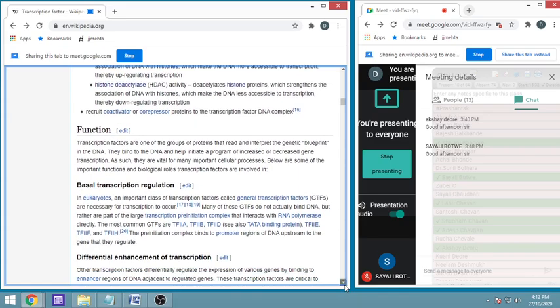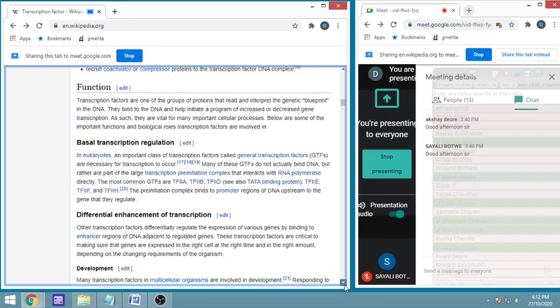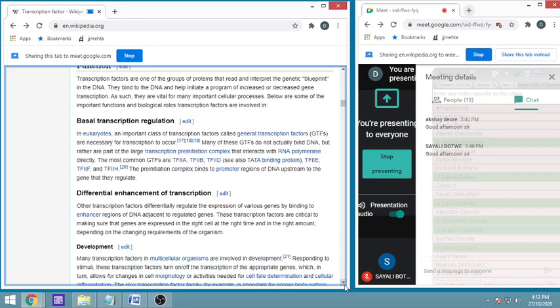Now, what are the functions of these transcription factors? As we have seen, they are important groups of proteins that read and interpret the genetic blueprint in the DNA. So, what is DNA meant for? What are the next stages for the DNA? Blueprint means what? Everything is there and all the plans of the actions are there.